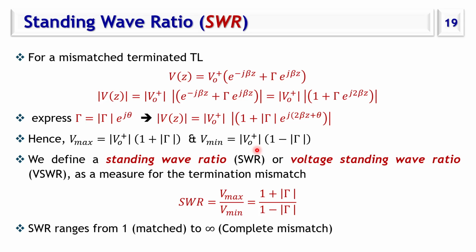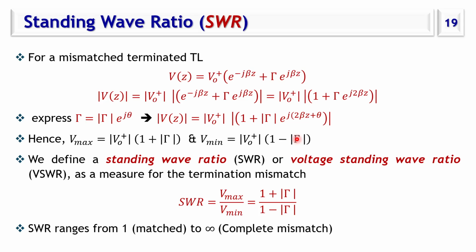Standing wave ratio. So where is this coming from? When we have a mismatched transmission line, we have a wave propagating forward and a wave propagating backward, or in the reverse direction. So the magnitude of the voltage wave would have this expression. We can express gamma as magnitude and phase. So the voltage would have this expression, and its maximum will happen when this is 0 or 2 pi, and its minimum will happen when this is minus, or 180 degrees, so it will be this value.